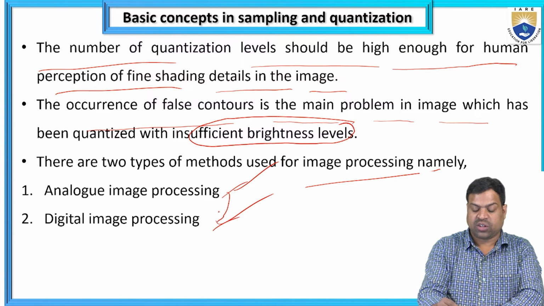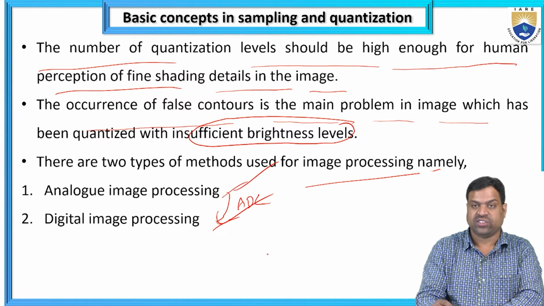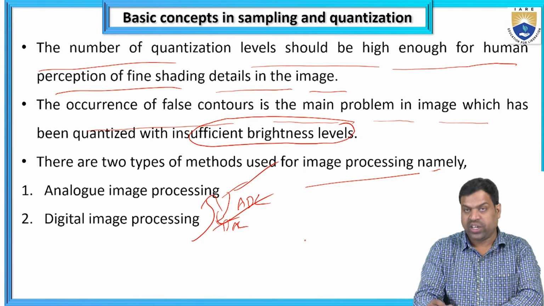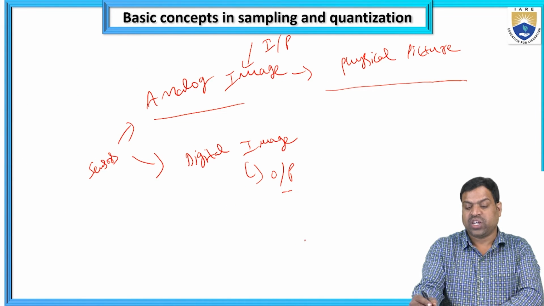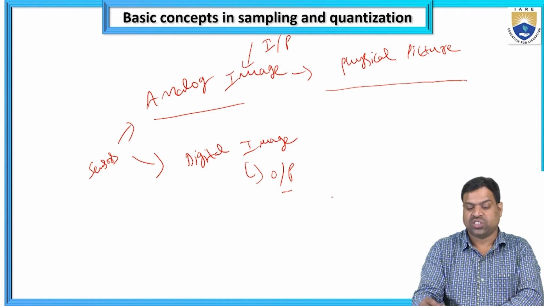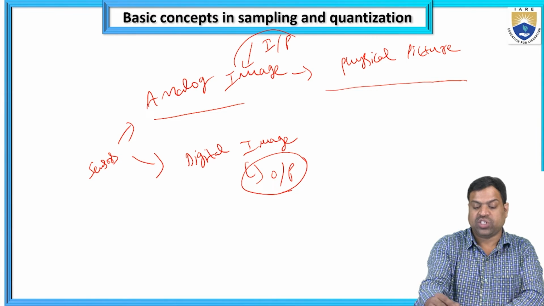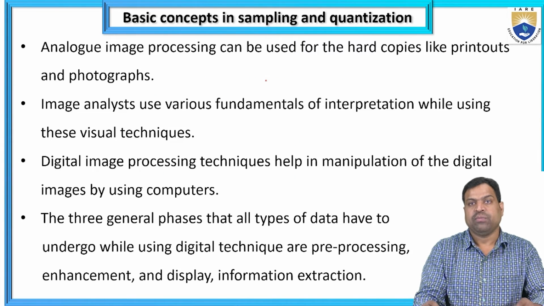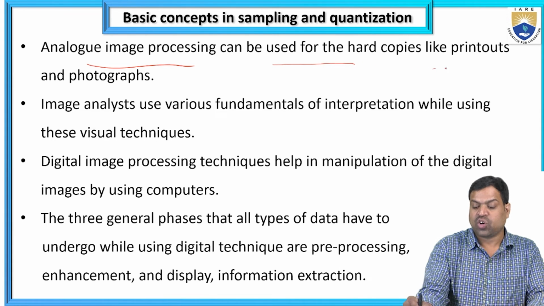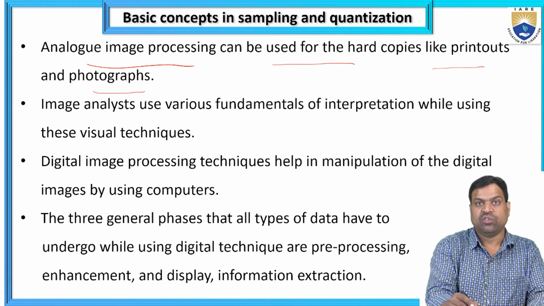Analog converting to digital image is the ADC. Digital to analog is digital to analog conversion. So here analog is a physical picture, a physical image. I am converting it to a soft copy, that is the form of a digital image. It is the output. What is the input? The analog image. And analog image processing can be used for hard copies like printouts and photographs.